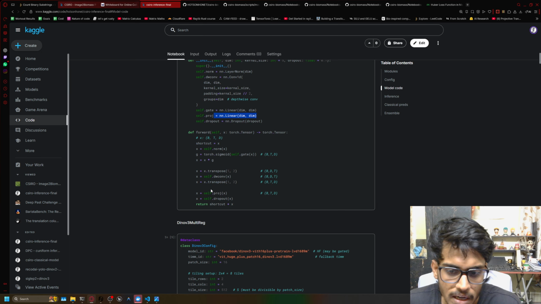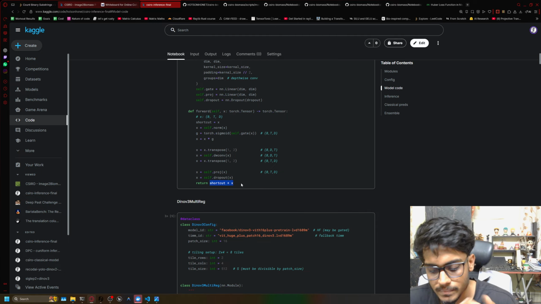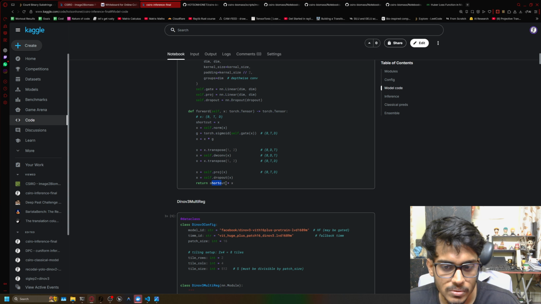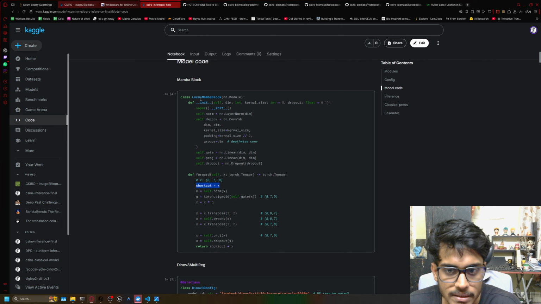Then after that I'm applying this dropout layer. It's pretty standard DL stuff. Then I'm adding the weightage plus whatever I have got. So this is like a residual connection only: the shortcut plus x, where shortcut is basically the original feature dimension that I have gotten from the model. So yeah, this is my Mamba layer.